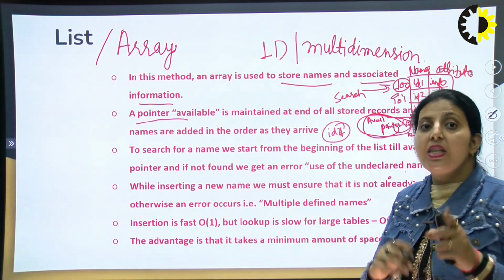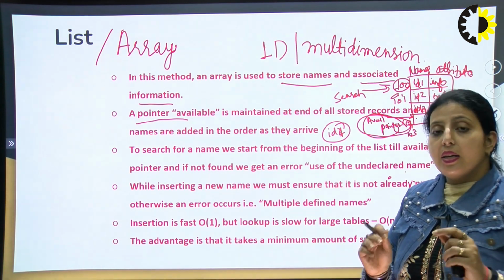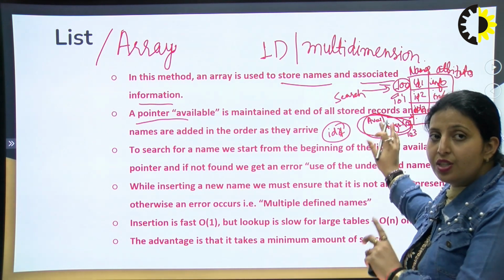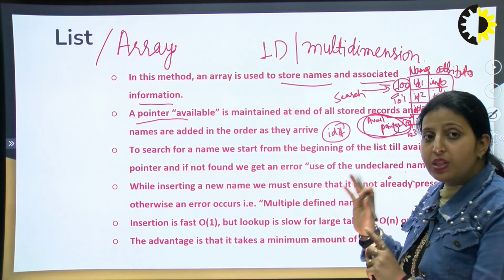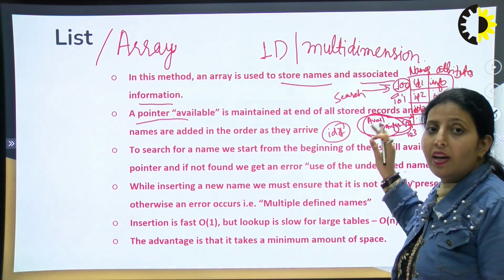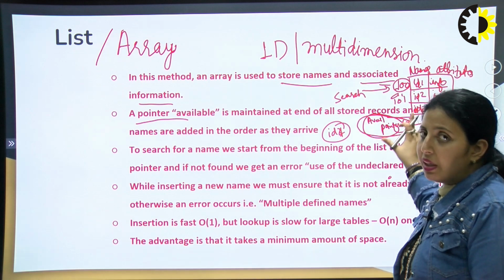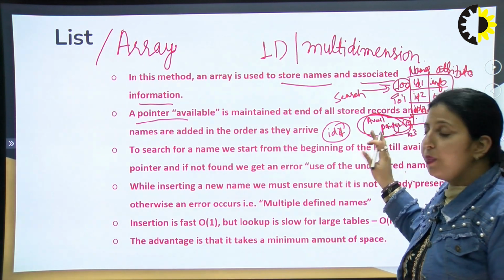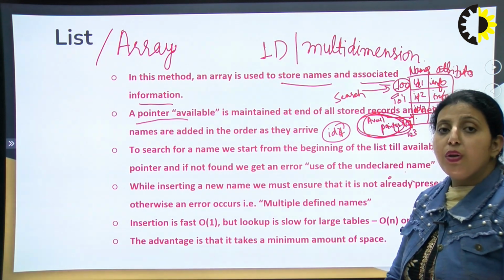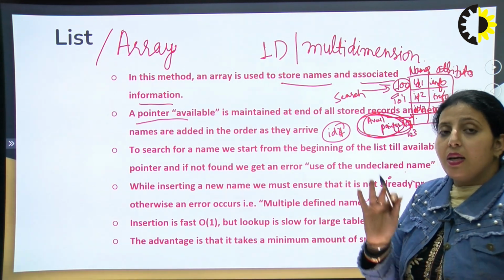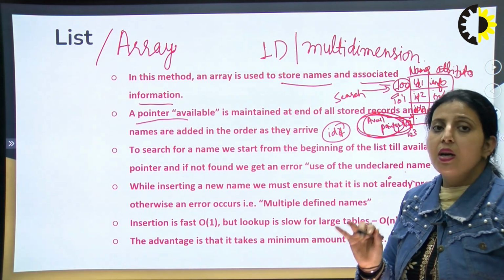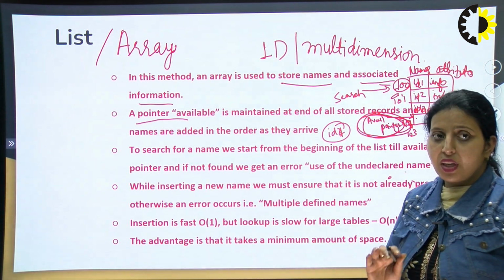If it reaches the available pointer while we are searching ID4, it means what? The entry that we are searching is not available in the symbol table. How have we identified that? Because we have reached the available pointer, which points to a null entry, meaning there is no entry at that location where the available pointer is pointing.